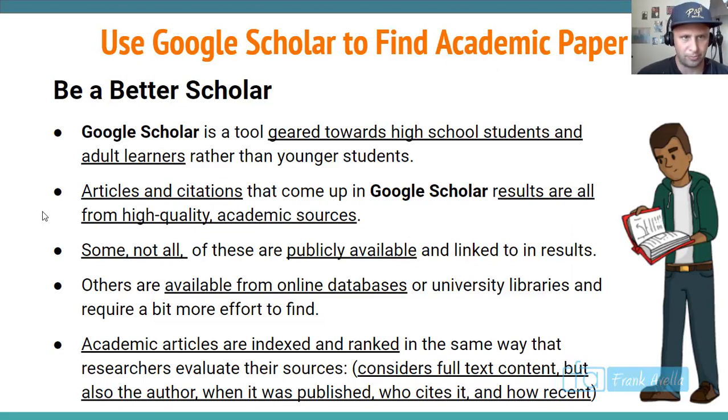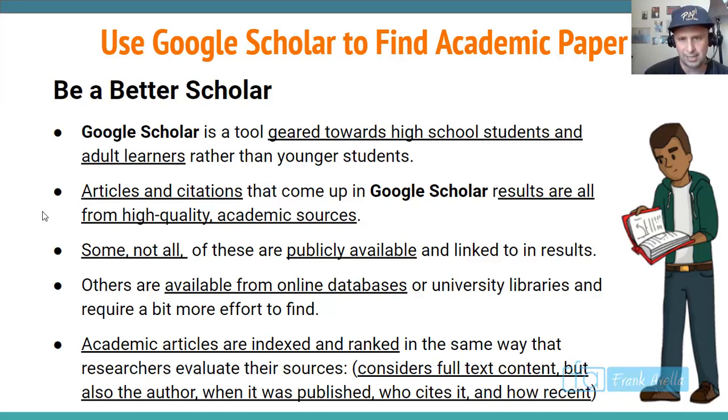All right, be a better scholar. Google Scholar is a great tool geared towards high school students and adult learners rather than younger students. Articles and citations that come up in Google Scholar results are from high quality academic sources, which is important. Some, not all of these, are publicly available and linked into results. Others are available from online databases or university libraries and require a bit more effort to find.